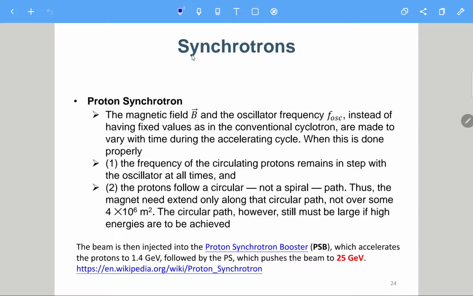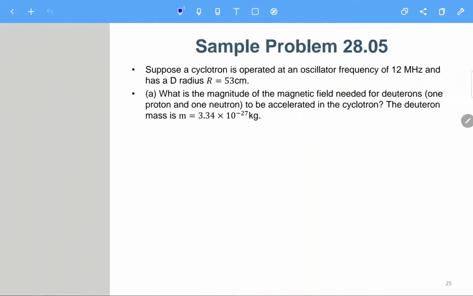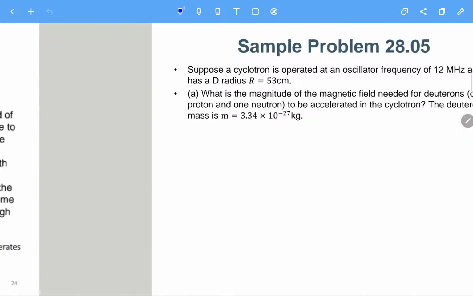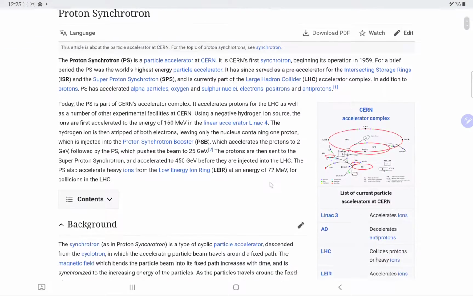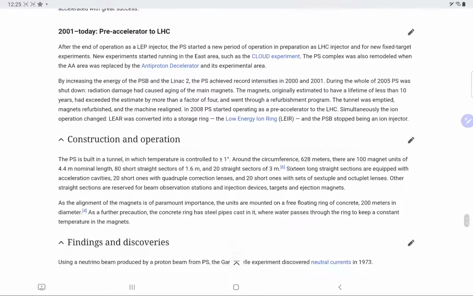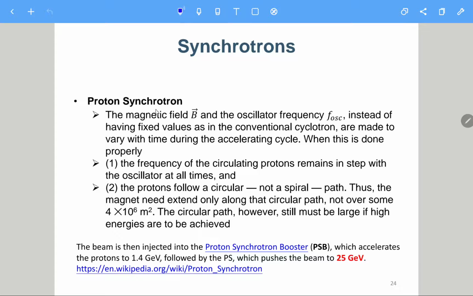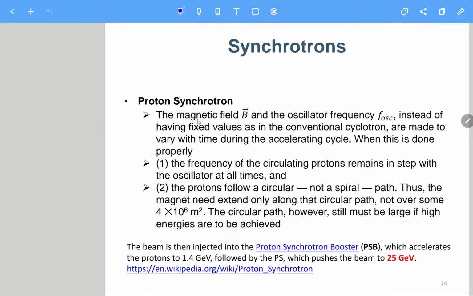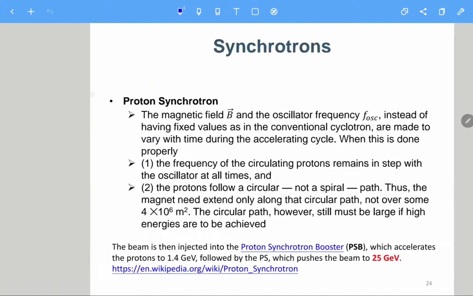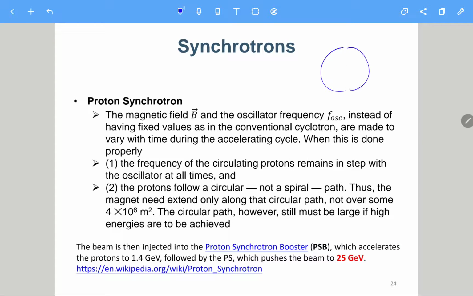So the next type of particle accelerator is called a synchrotron. There's no graph here. So actually, the synchrotron is like, rather than a whole disk, we only have a ring. So we only generate the B field inside the ring.